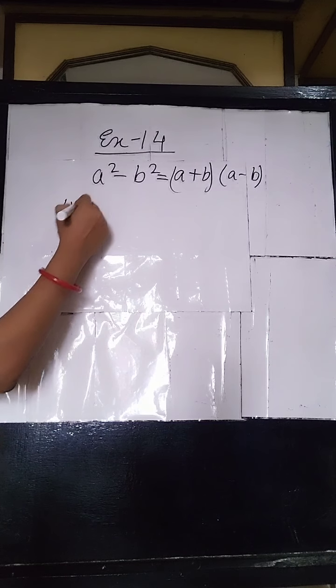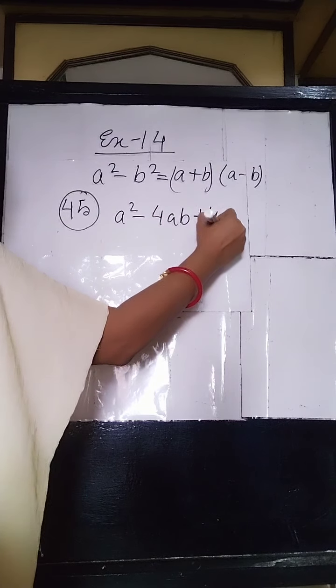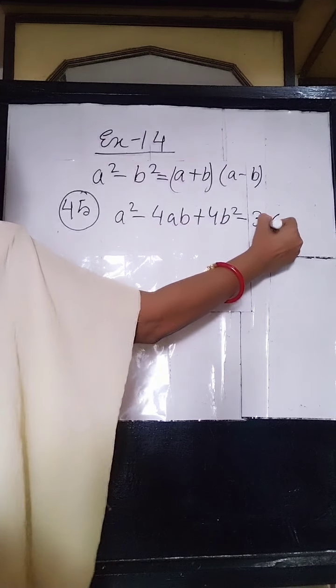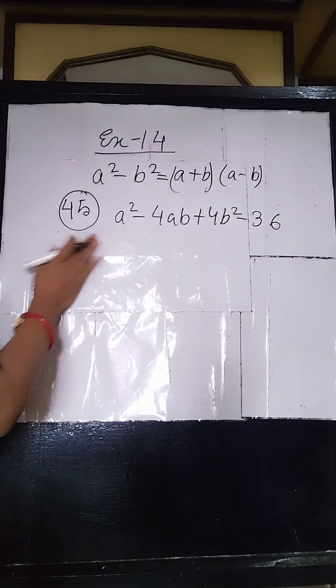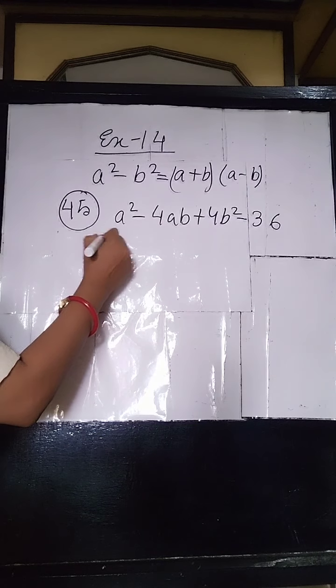Suppose we begin with sum number 45. In sum number 45, it is given that a square minus 4ab plus 4b square minus 36. This is the original sum which is given. Previously, in the previous video, I have also solved one sum of this kind, but today also I will solve 4 or 5 sums through which you can easily figure out how to solve this sum.